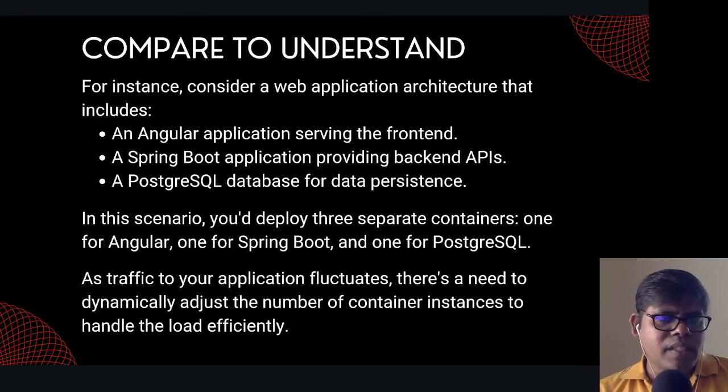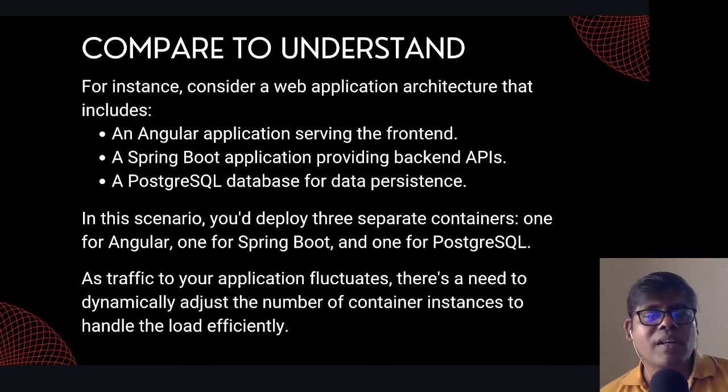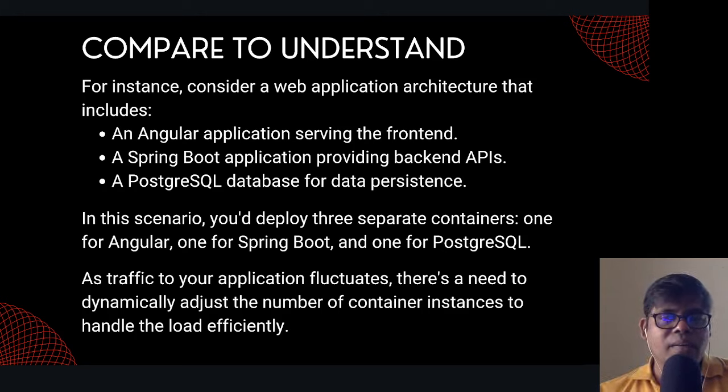Here also we just provided a kind of a scenario to compare, like we have an Angular application as a front end and a Spring Boot application as a back end and a Postgres database to store our data, and this is a solution, right? This is a business solution, and now in this scenario we can deploy 3 separate containers, one for Angular, one for Spring Boot, and one for PostgreSQL. Okay, and Kubernetes can help us when the traffic fluctuates. It can dynamically add or remove containers.